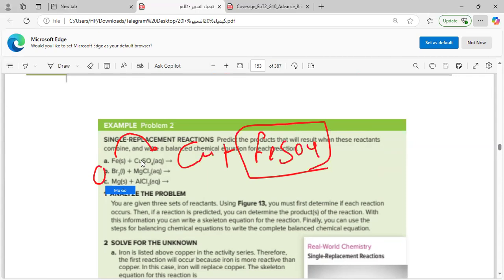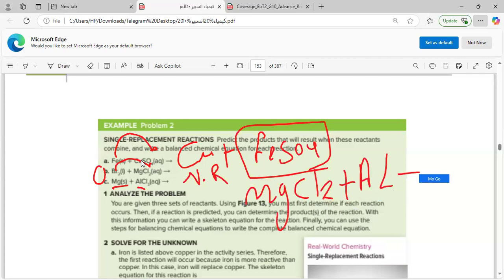The next one is also like that. The bromide with the chloride, is it taking place? No, there is no reaction. The same with manganese and magnesium plus aluminium. So it takes place: MgCl2 plus Al. So it takes the place from it.